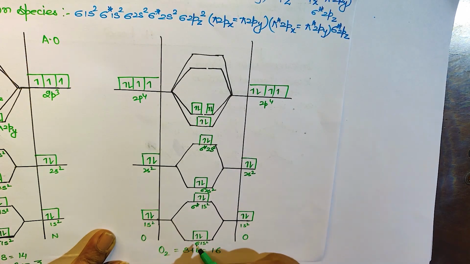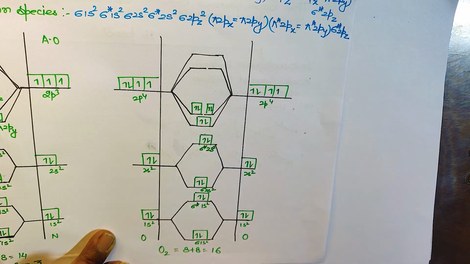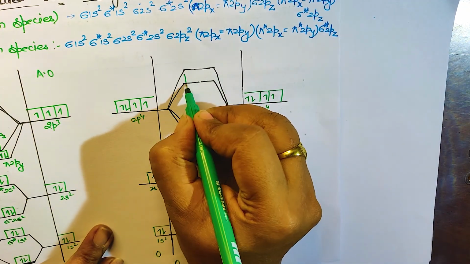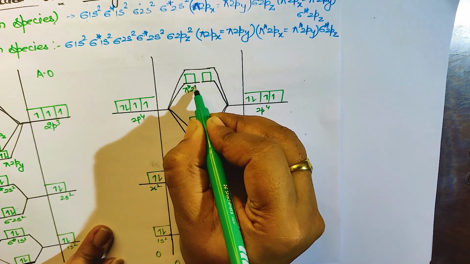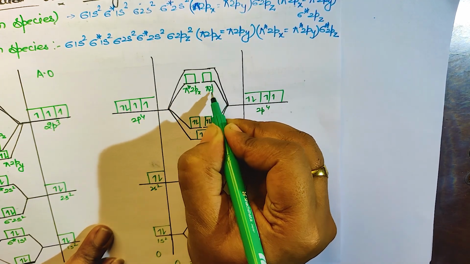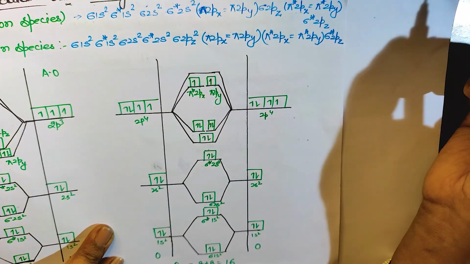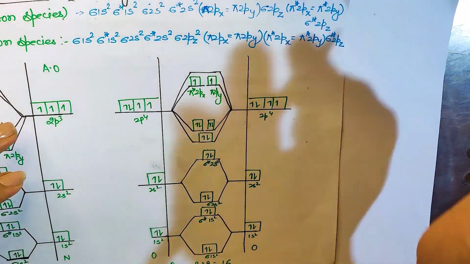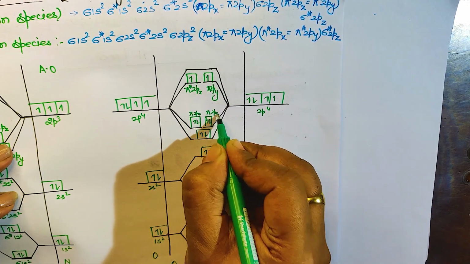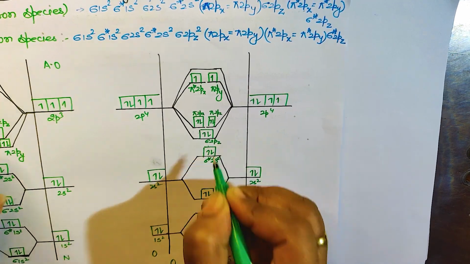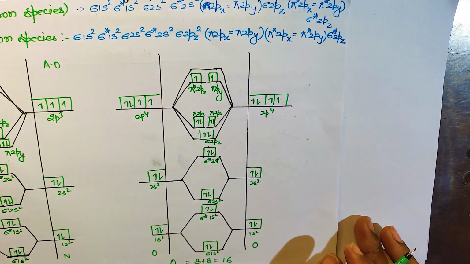No issue. 2, 4, 6, 8, 10, 11, 12, 13, 14. Clear? Now 15 and 16. So this has the same energy. That means pi star 2px and pi star 2py will both have one electron only, because 16 is completed. Check it. This is pi 2px, pi 2py, and this is sigma 2pz. There is no electron in sigma star 2pz, so we will leave it like this.